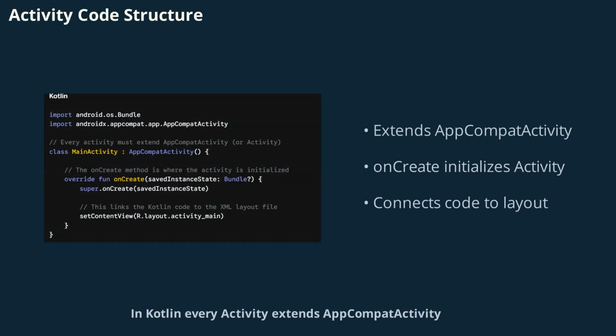In Kotlin, every activity extends AppCompatActivity. The onCreate method is where your activity is initialized. Here, you link your Kotlin code to the XML layout file using setContentView. This setup ensures your code and UI are connected, allowing you to control what happens when users interact with your app. The main activity file is your starting point for adding logic and responding to user actions.